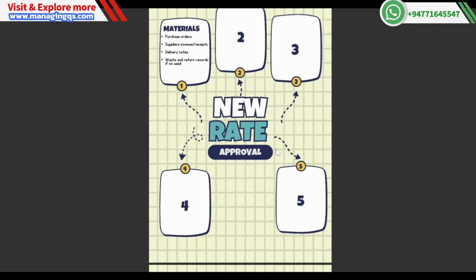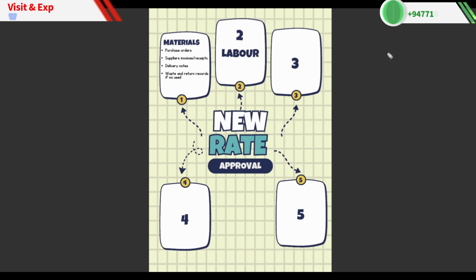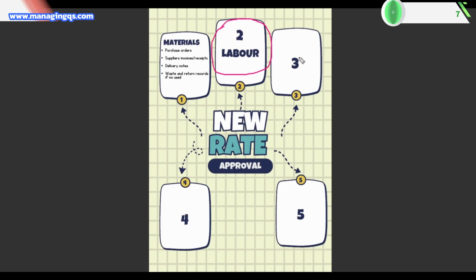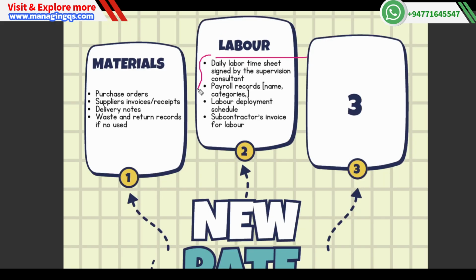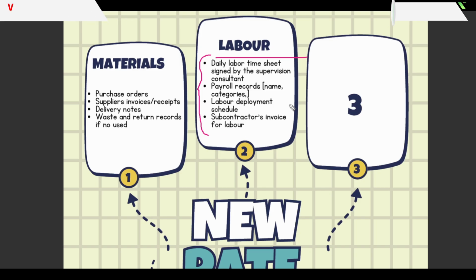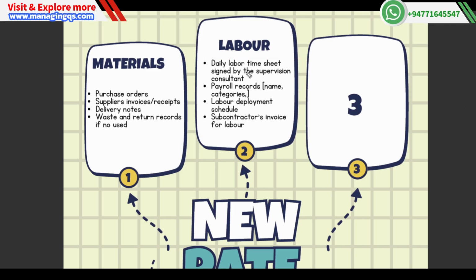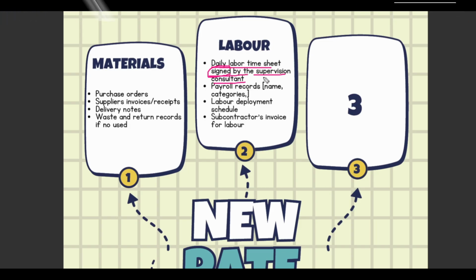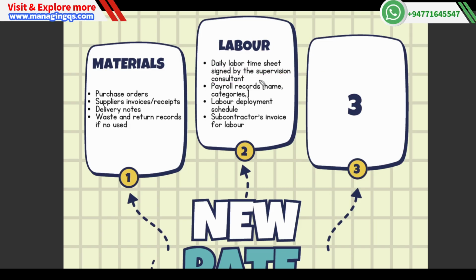The second important thing is the labor, the total labor cost calculation. We have to ensure some very important documentation before approving the labor cost. Under labor we have to confirm that these 4 types of documents are available or not. If available there is no complication, and we will check this documentation one by one very deeply. The first one is the daily labor timesheet, signed by the supervision consultant. The very important term is signed by the supervision consultant, because the supervision consultant is the witness for us that this labor worked on that particular additional execution of work.